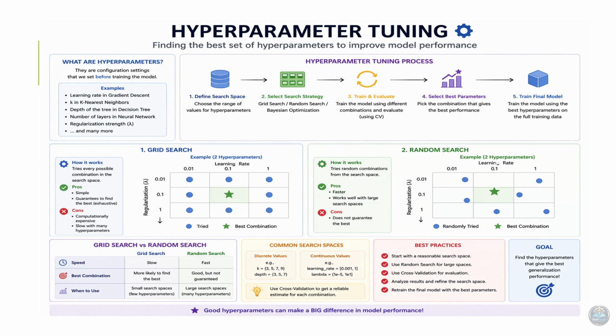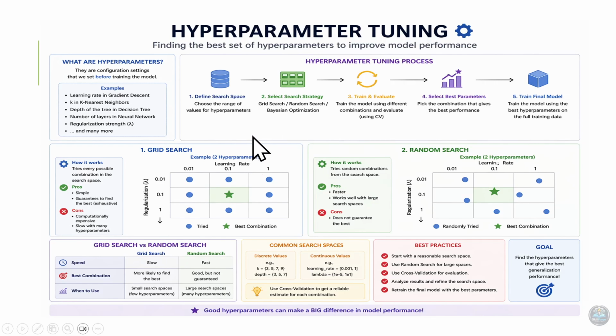So now we'll try to understand what we actually do in hyperparameter tuning. Hyperparameter tuning, as I said earlier, is a process of finding the best settings for a model to improve the performance. Here is a configuration setting we choose before training. For example, we choose k in KNN, depth in a decision tree, or learning rate in neural networks. These things control how the model actually learns.